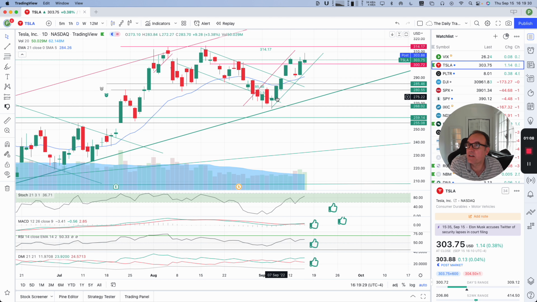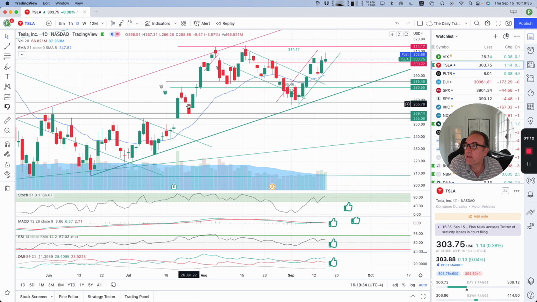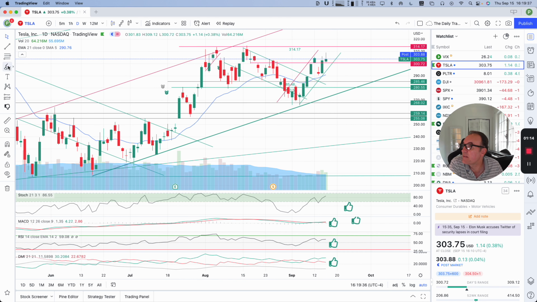But stocks never move up without having red days. So if you look at this here, this is moving up, green, a bit of red, green, red, green, red, green, red, green. You catch my drift?